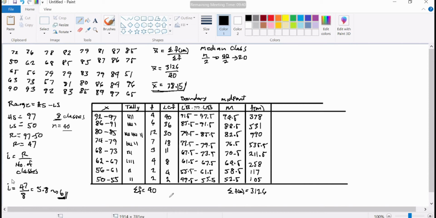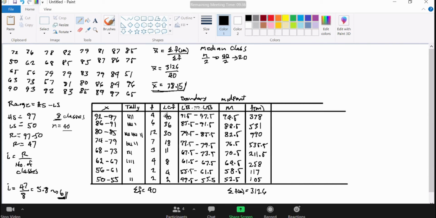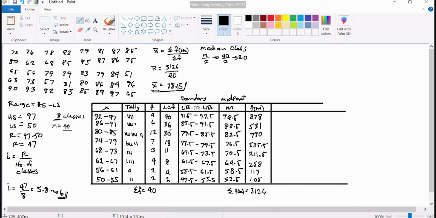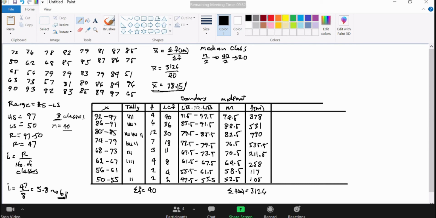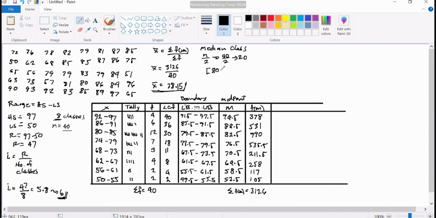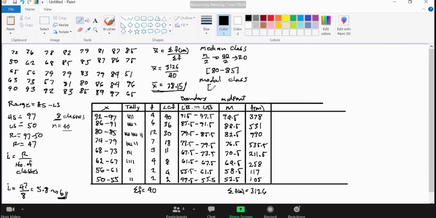Between 80 to... which one? 85. So it is the class 80 to 85. Correct? Okay. Yes. So for the median class, it is now 80 to 85. That's the answer there. We can also do that for our modal class. For our modal class, highest frequency, 12, which is still the same, 80 to 85.